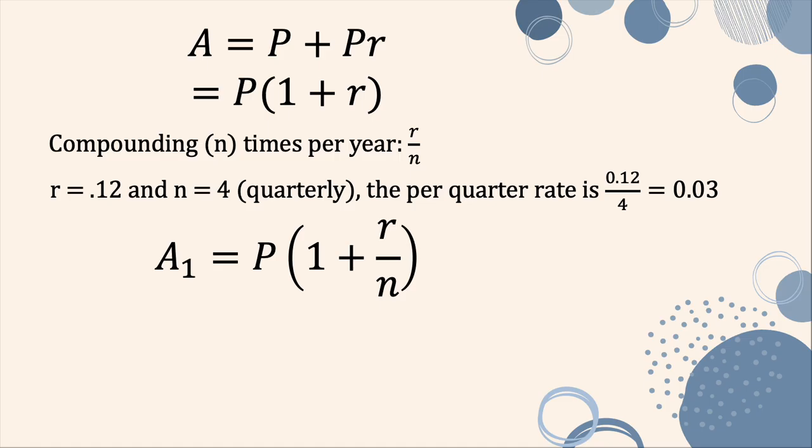For the first compounding period, we apply the interest rate R divided by N to the principal. Using the simple interest idea, the amount after one period, A sub 1, so our first period, is equal to the principal times 1 plus the rate divided by compounds per year. This is like our simple interest formula, but with the rate adjusted for one compounding period.